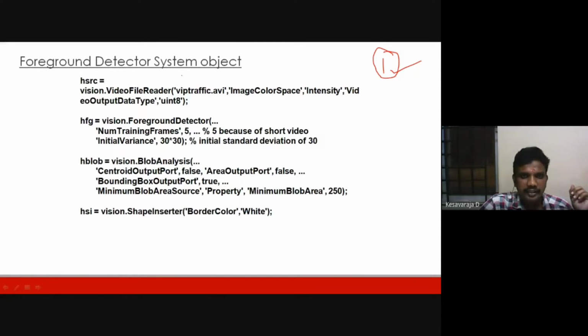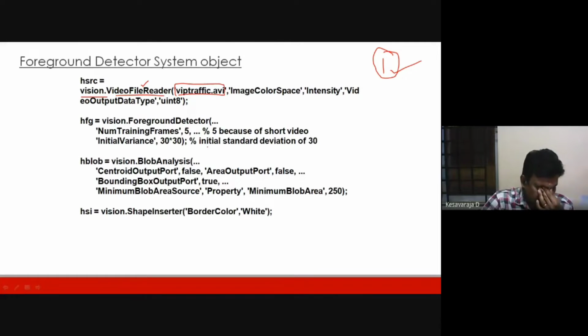The foreground detector system object, which is available in the computer vision toolbox, automatically detects or tracks the foreground. A movement of a car, a movement of a human being, is automatically detected with the help of a foreground detector system object. First, vision.VideoFileReader of name of the video.